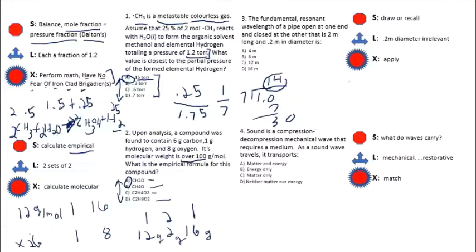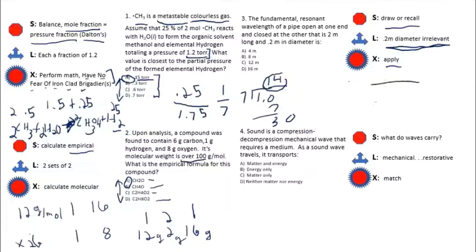So take a look at question 3. The fundamental resonant wavelength of a pipe open at one end and closed at the other, that is 2 meters long and 0.2 meters in diameter, is what? So we'll need to draw this or recall what the formula for fundamental wavelength is for a pipe with one end closed. Then maybe recognize that the 0.2 meters in the question statement is irrelevant here because we only need the length of the pipe. And then we'll apply what we have.